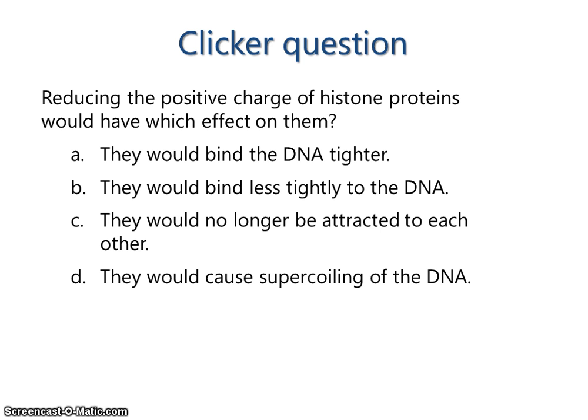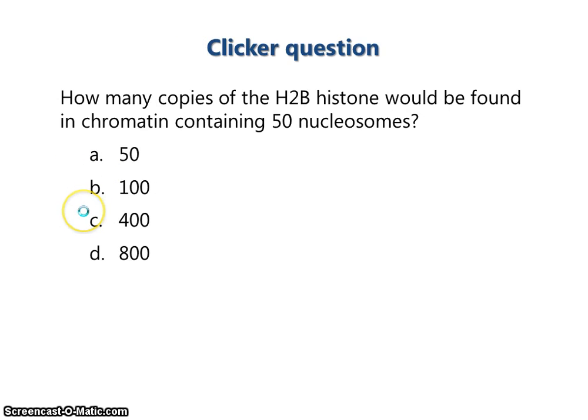So because DNA is negatively charged, if you reduce the positive charge of histone proteins and actually make them more negatively charged, they're going to be binding less tightly to the DNA.